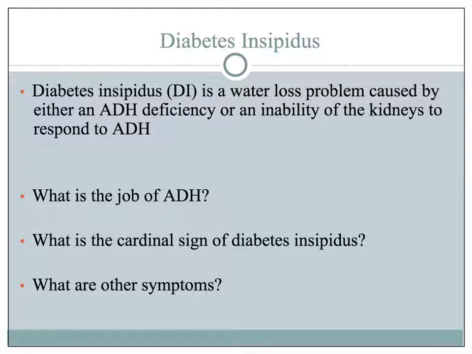Diabetes insipidus is a water loss problem caused by either a deficiency in the antidiuretic hormone or inability of the kidneys to respond to it. It is classified as nephrogenic, which means it could be your kidneys, or it can be drug related, primary or secondary, depending on whether the problem is caused by insufficient production of antidiuretic hormone or the inability of the kidneys to respond.